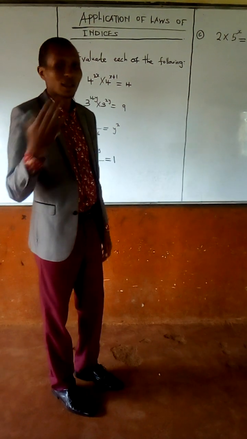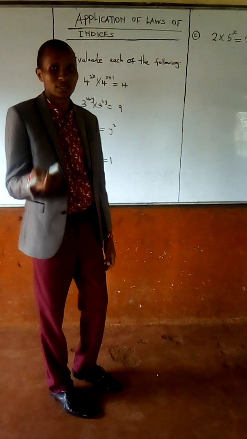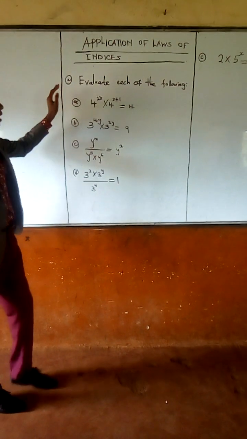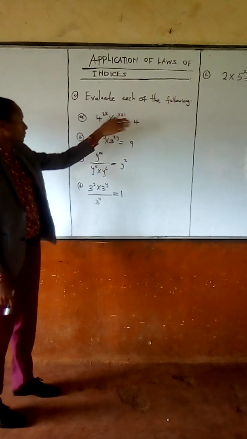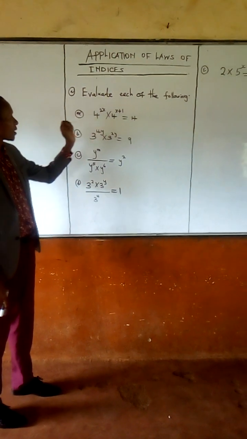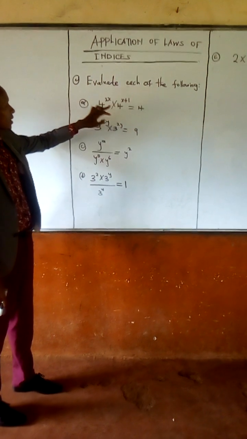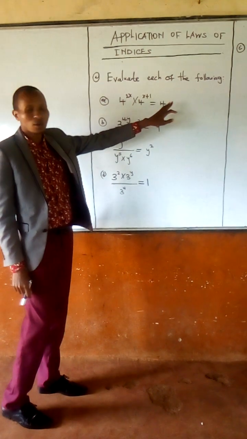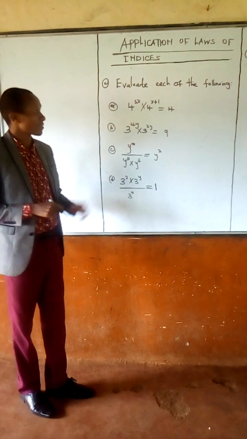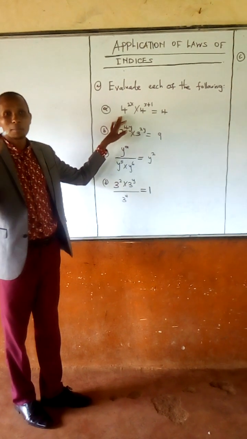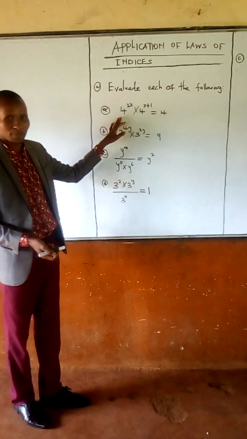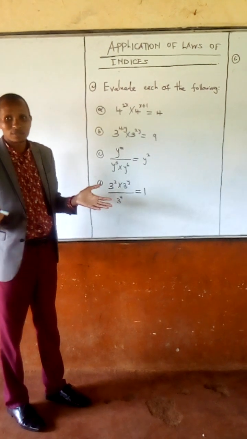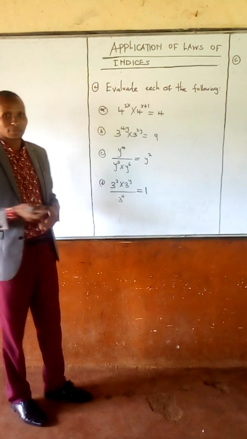I welcome you. Let's move on together so that you get to understand more. Now, given a question like this, evaluate each of the following. The first one is 4 raised to 2x, that is 4 raised to x plus 1, is equal to 4. The first question is an application of the multiplication law of indices. If the bases are the same, take one of the bases and add the powers. So let's go.